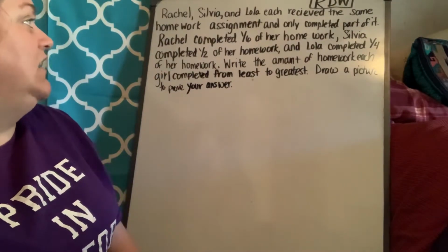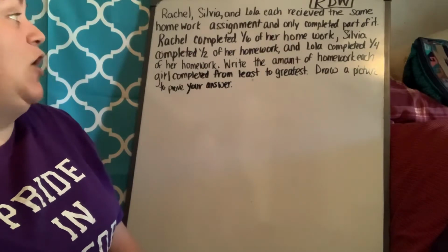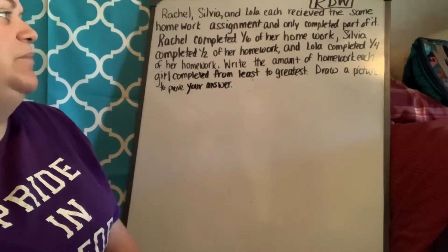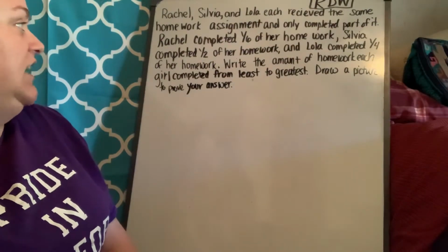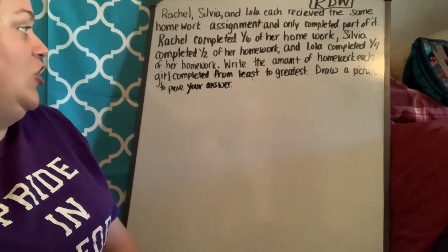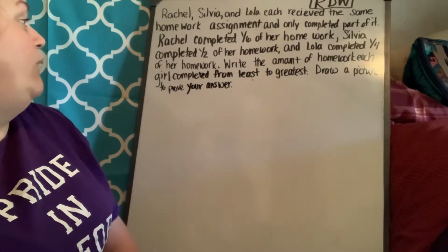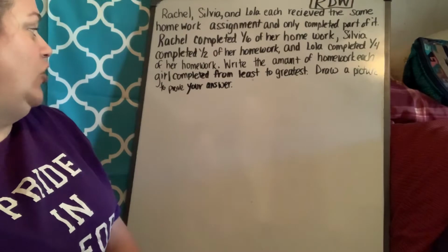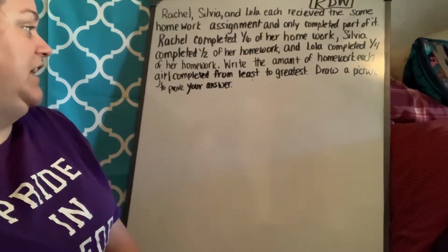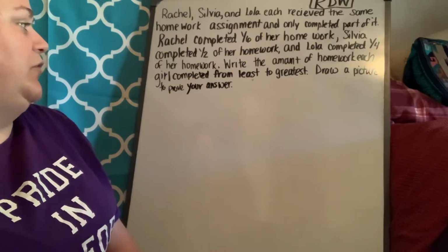Rachel, Sylvia, and Lola each received the same homework assignment and only completed part of it. Rachel completed 1/6 of her homework, Sylvia completed half of her homework, and Lola completed 1/4 of her homework. Write the amount of homework each girl completed from least to greatest. Draw a picture to prove your answer.